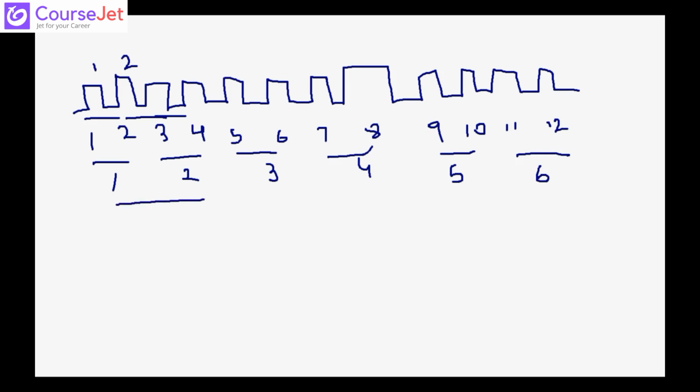Similarly, I'll again consider this as 1 only. This is my 2 and this is my 3. So now I have only 3 even though I have 12. Basically, from 1 till 4 I am considering it as 1 pulse. 5 to 8 I am considering second pulse. 9 to 12 I am considering it as third pulse. In this way you are dividing your frequency.